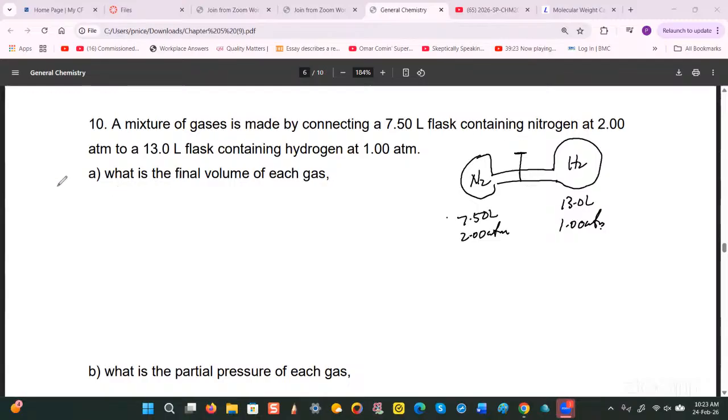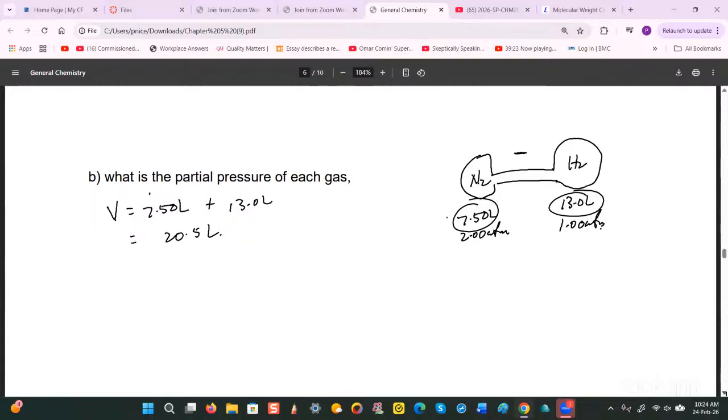And then let's say you're able to open this up, right? So all the gases will basically fill the entire apparatus. So the first question is asking, what is the final volume of each gas? Well, that's very simple, right? You just simply add these two. So that final volume would be equal to 7.50 liters plus 13.0 liters, which is equal to 20.5 liters. So that answers that question. No problem there. We scroll down here to get to the next question, which says, what is the partial pressure of each gas?